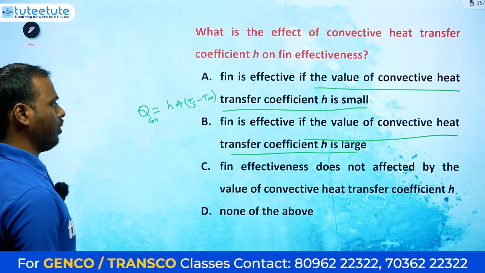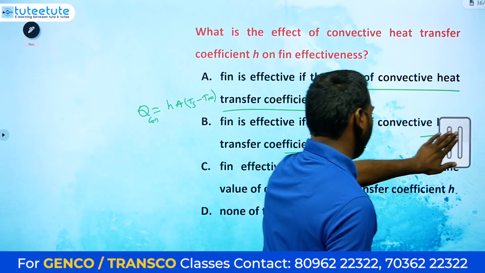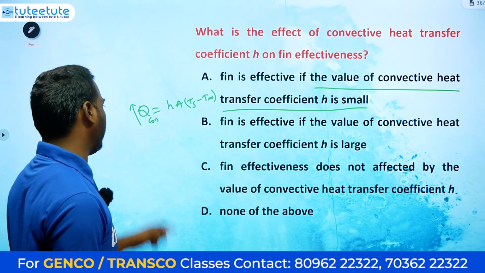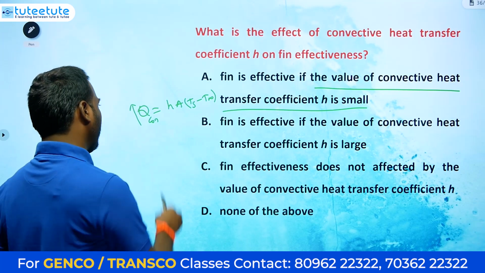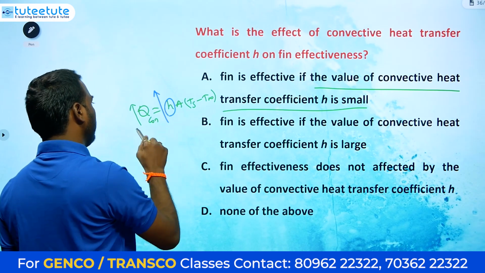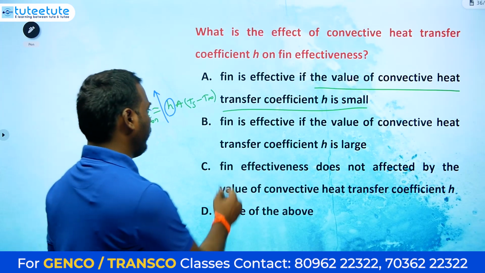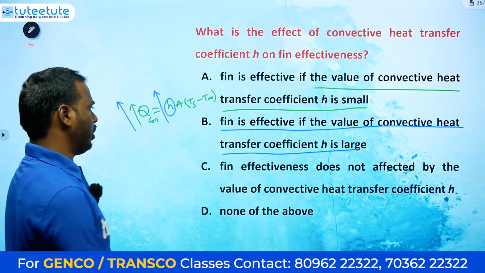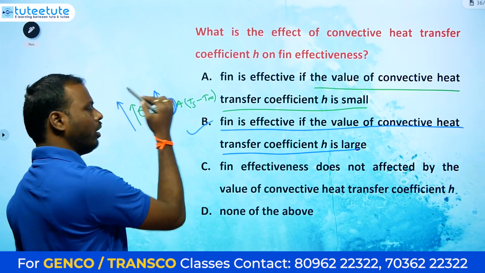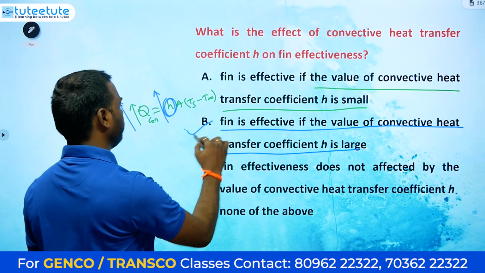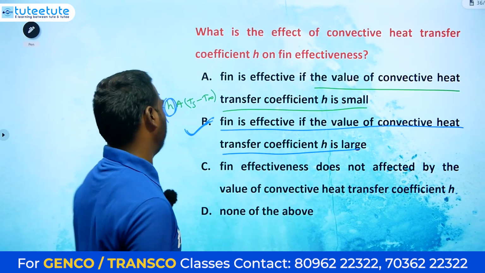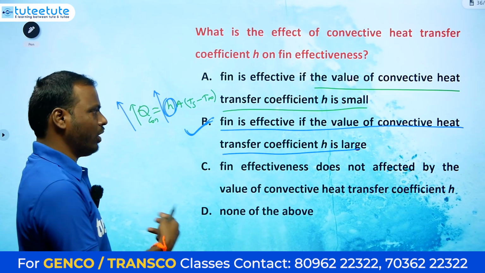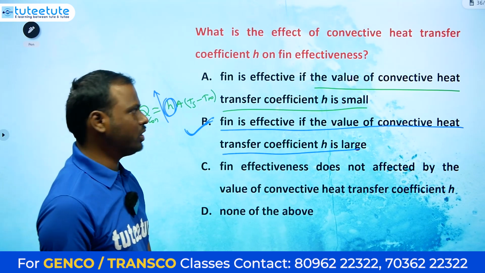The fin is effective means we need to keep the fins in order to increase the heat transfer. When the h value is more, the heat transfer will be more. Yes or no? So the fin is effective if the value of the convective heat transfer coefficient is large only, because if the h value is more, convective heat transfer is more. So the answer is B.